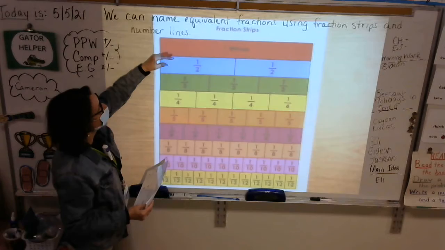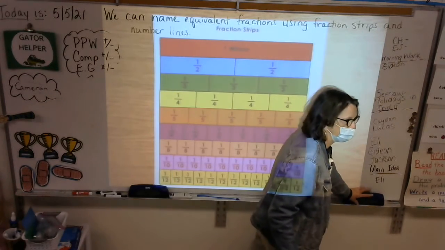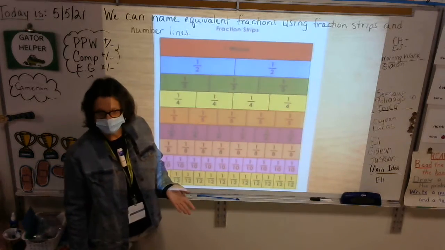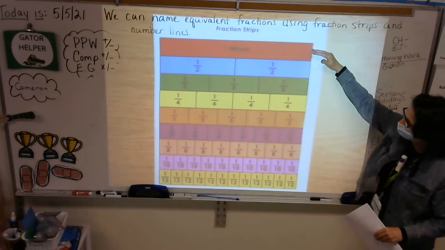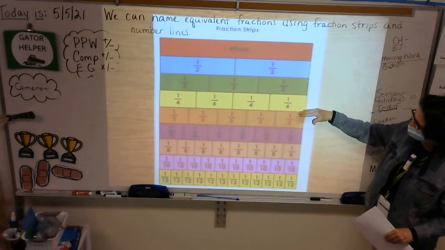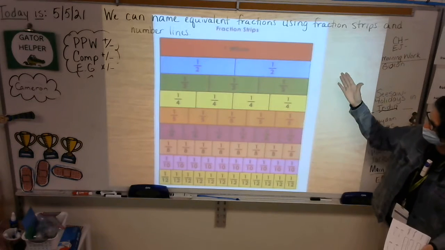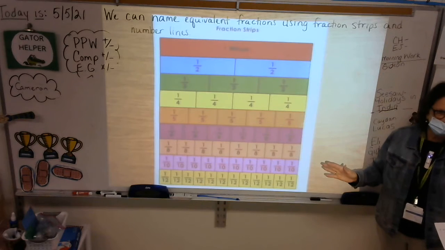So, if we look up here, here's a really cool, nicely colored set of fraction strips. I'm just going to introduce the idea of equivalent fractions to you using this. We have one whole. We have halves, thirds, fourths, fifths, sixths, eighths, tenths, and twelfths. So there are some missing ones. We don't have any ninths. We don't have any sevenths in there. But we have a lot of different fraction strips.